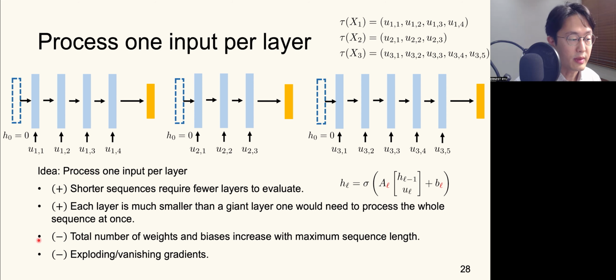However, there are still some downsides. So one is that the total number of weights and biases increases with the maximum sequence length. So A sub L, B sub L. These are the trainable parameters at sequence position L.